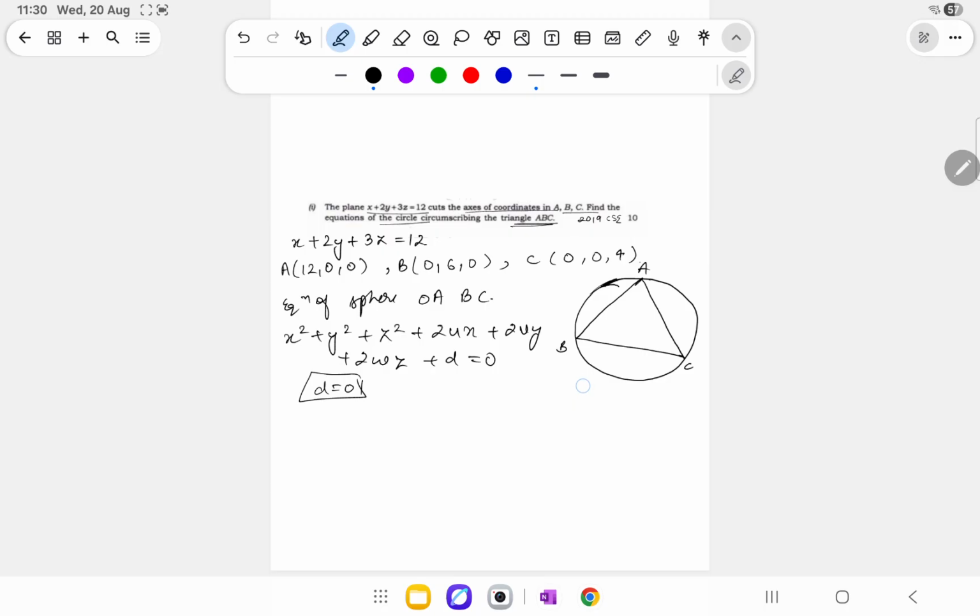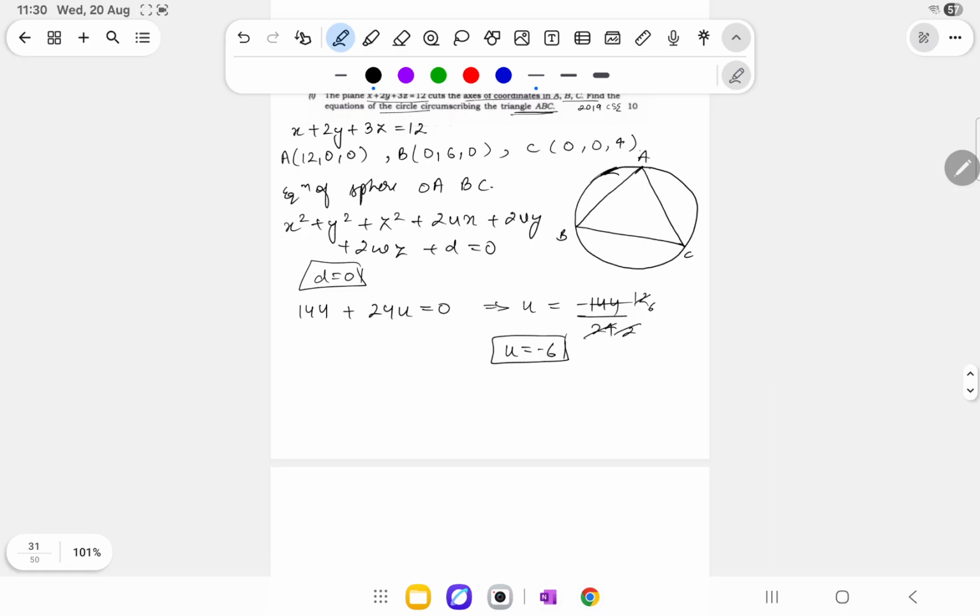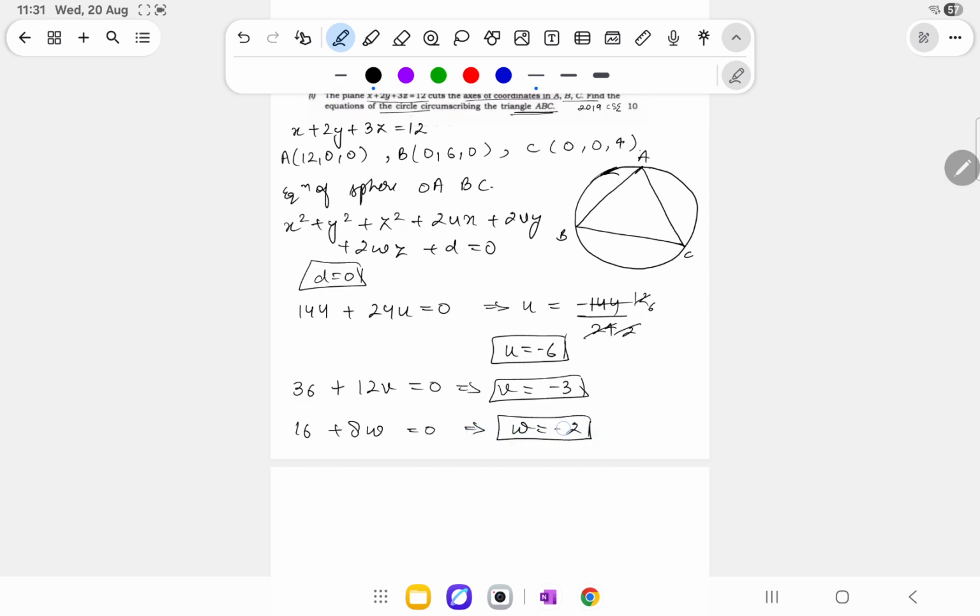Likewise, it is passing via 12, 0, 0, so I'll get 144 plus 24u equals to 0. So from here I'll get my u as minus 144 by 24, which will be minus 6. So my u is minus 6 and my v will be 36 plus 12v equals to 0. So from here I'll get my v as minus 3 and my w will be 16 plus 8w equals to 0. So from here I'll get my w as minus 2.